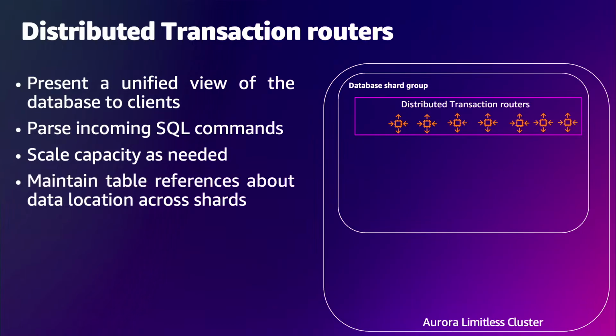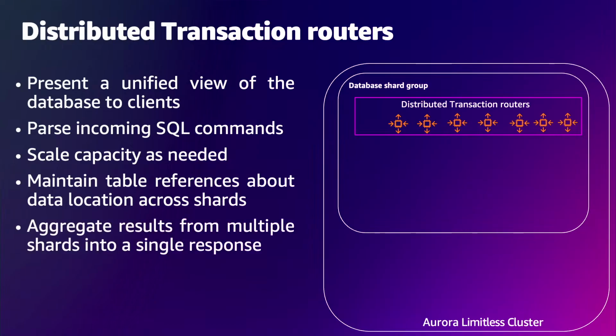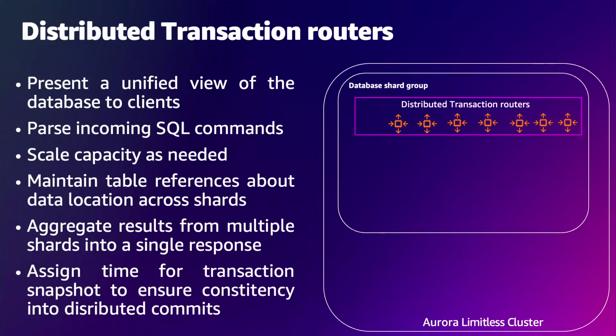One of the good things about the distributed transaction routers is that they maintain table references, so it knows which shards to contact. And if there are multiple shards in one response, they aggregate the values so they can present them in a structured way to the clients. And also, we talked a bit before about the consistency. There, everything is sort of handled to make sure the accurate data is passed on to the clients.